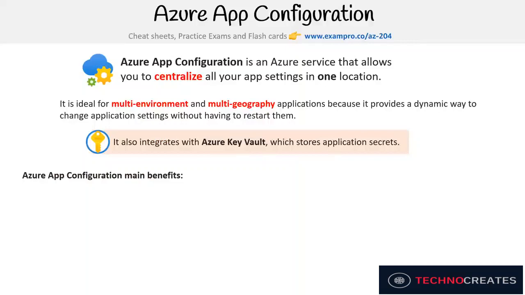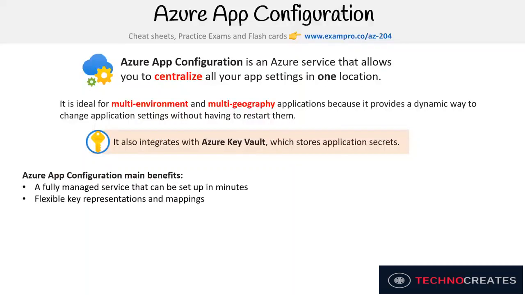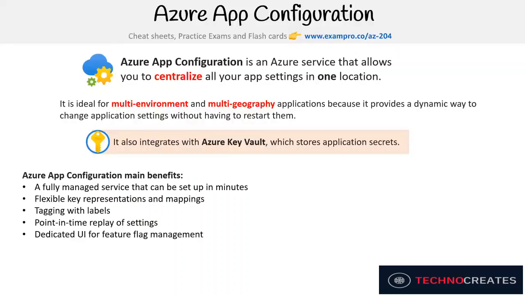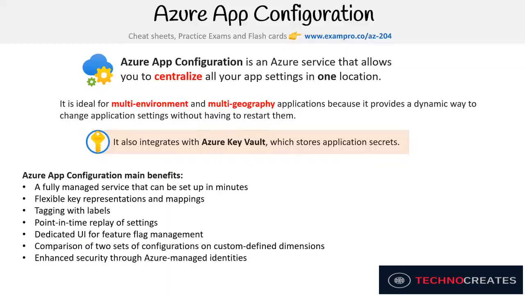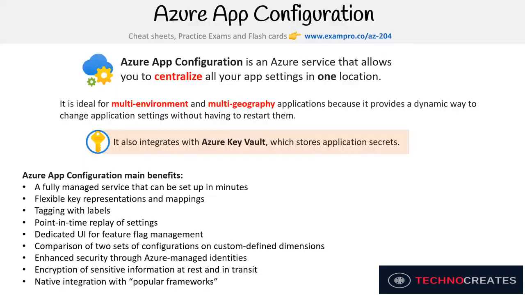Azure App Configuration's main benefits are a fully managed service that can be set up in minutes. I would say seconds, to be honest. Flexible key representations and mappings, tagging with labels, point-in-time replay of settings, dedicated UI for feature flag management, which is, to me, the best part of Azure App Configuration, comparison of 2 sets of configurations on custom-defined dimensions, enhanced security through Azure Managed Identities, encryption of sensitive information at rest and in transit, native integration with popular frameworks.